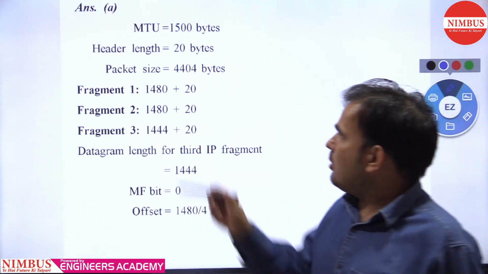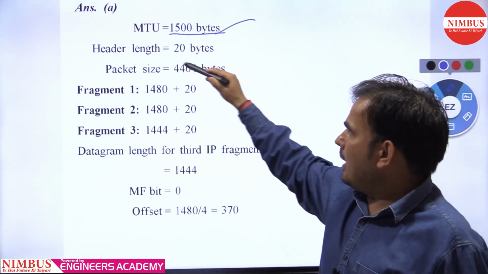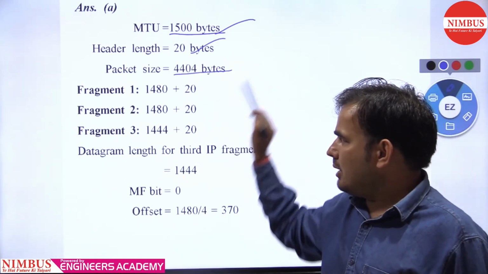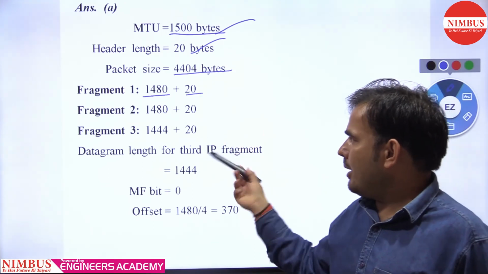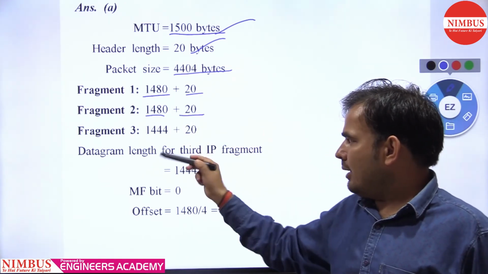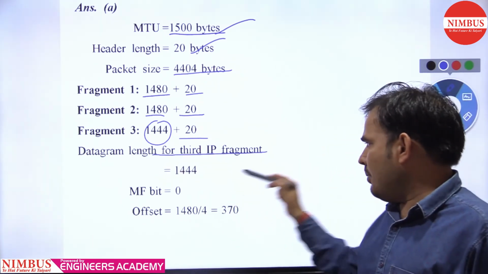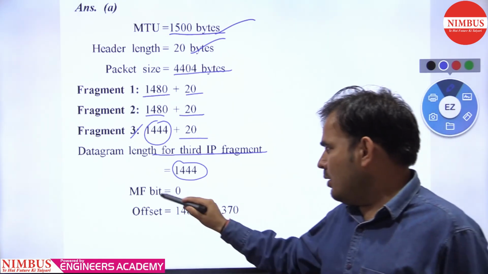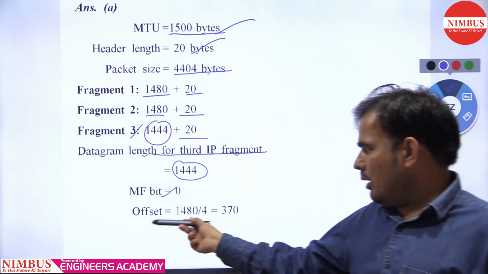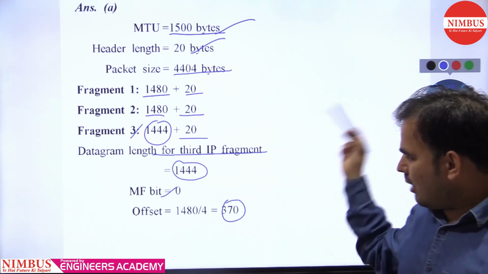You can see the solution. MTU was 1500 bytes, header length is 20 bytes, and the packet size is this. The first fragment contains 1480 data size plus 20 bytes of IP header. The second is also like this, and the third has the remaining data plus 20 bytes of IP header. The datagram length for the third IP fragment is 1444, and this is the last fragment. No more fragments are required. So the MF bit is 0, and the offset is 370. You need to calculate it as I told you.